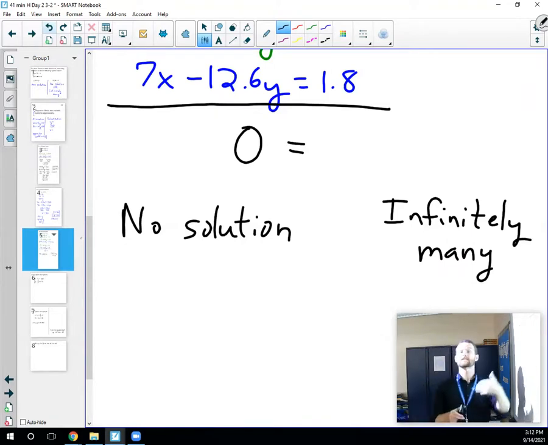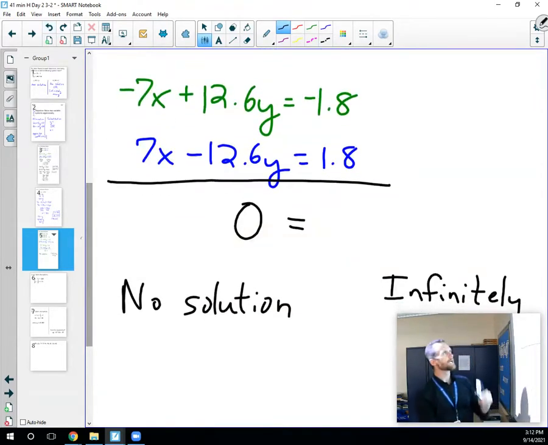Now, if we end up with something that's not true, a false equation, which would be like 1 equals 15, or 9 equals -2, something that's not equal, then it would be no solution. So let's finish our elimination step and see what happens.